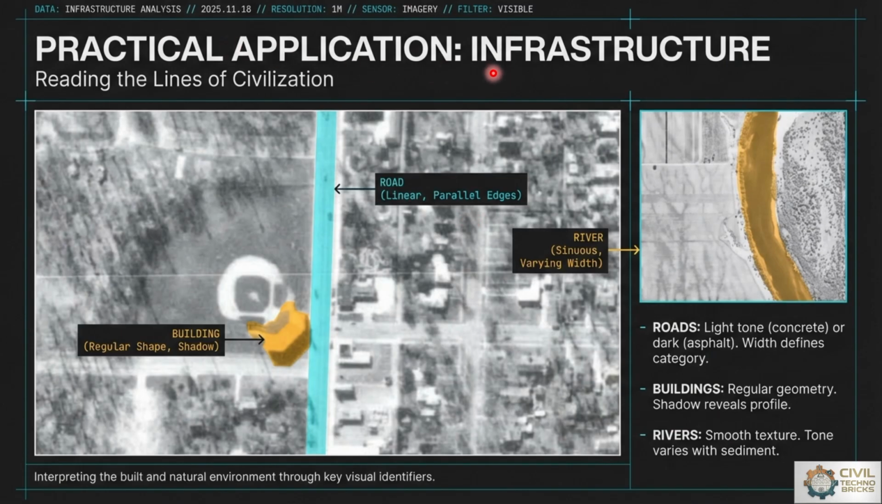Next, the practical application with reference to the infrastructural domain, where we have to read the lines of civilization. See, the main road is there, which has linear or parallel edges. Then there is a building which has a regular shape and the shadow is marked. With reference to that shadow, we check the actual height of that building. Then there are so many small arterial roads also. This is the man-made construction, the infrastructural image.